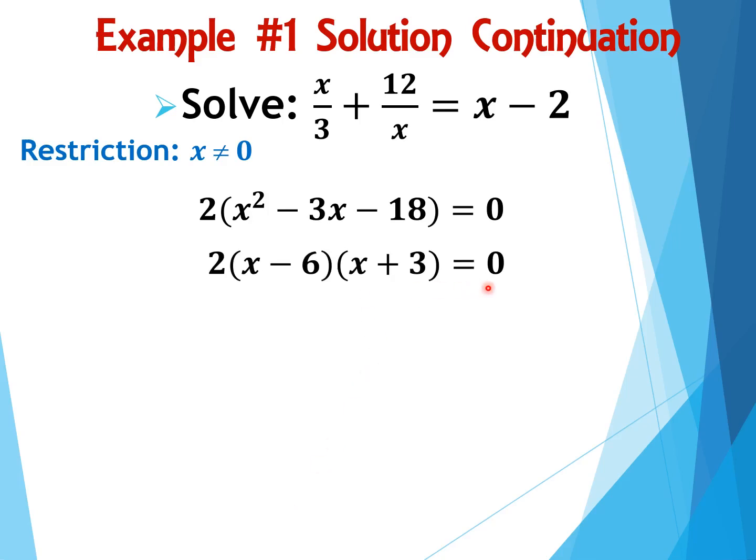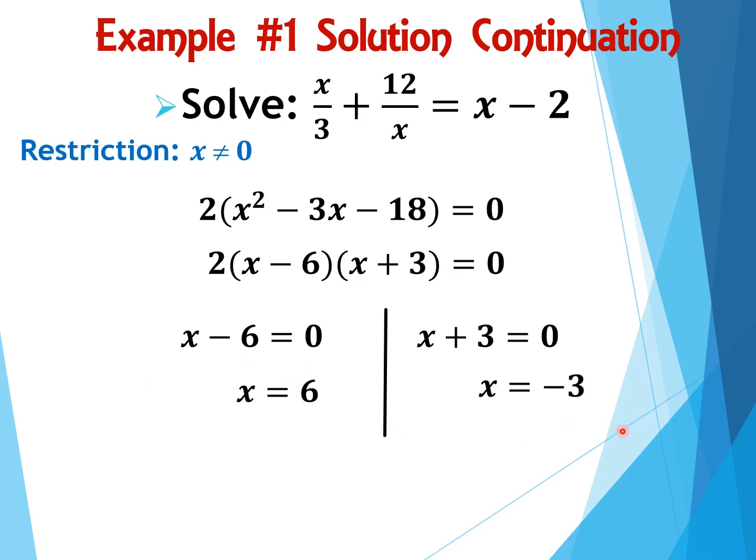The next step is to equate each factor to 0. So we will have x minus 6 is equal to 0 and x plus 3 is equal to 0. Solving for x, x is equal to 6, and the other one is x is equal to negative 3. Since the only restriction is 0, and the numbers that we have solved are 6 and negative 3, these values 6 and negative 3 are the solution set to the given equation.